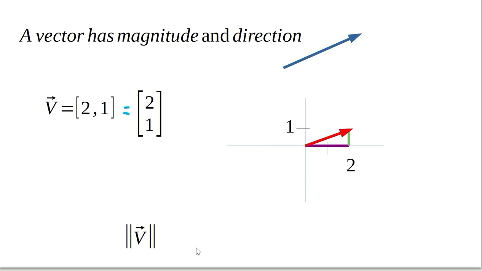Now a vector, I said, has magnitude, and normally we represent the magnitude of a vector like this. You can also represent it as this. You can use 2 of this, or just 1 is sufficient.